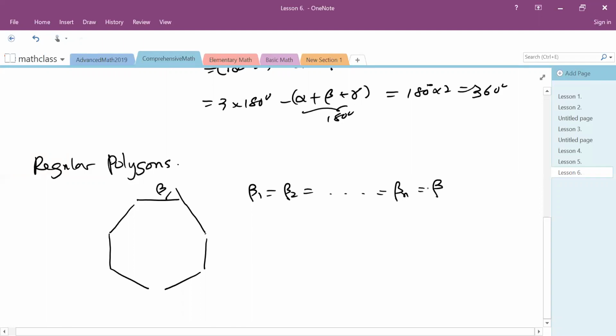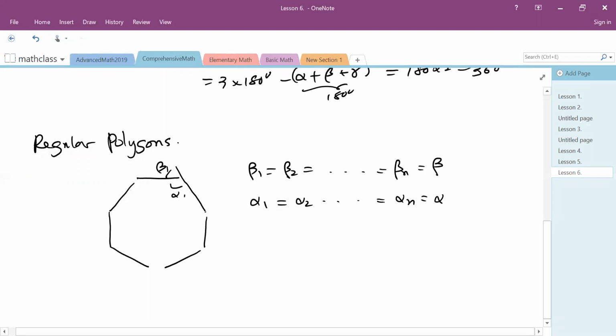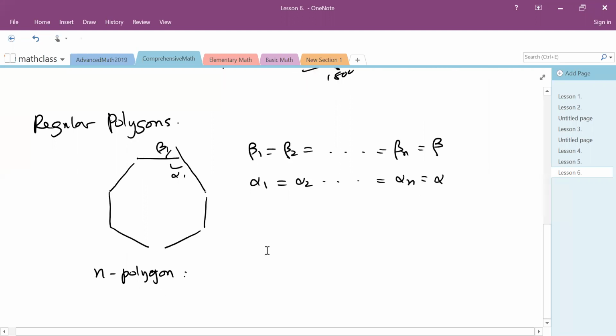Okay, it's beta. Then alpha 1, this is alpha 1, right? This is beta. So they're all the same. Now, if this is an n-polygon, can we figure out n? Well, n times beta should be equal to 360 degrees. So beta is going to be 360 degrees divided by n.